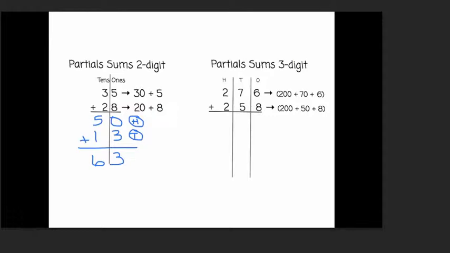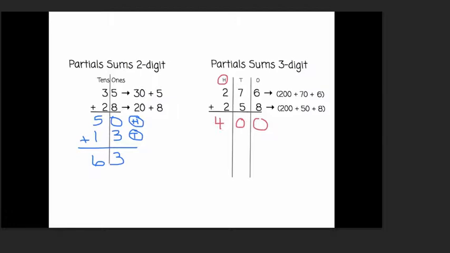Now let's take a peek at what it looks like with 3 digits, which will be more of the expectation of a third grader. So we may start with 2-digit numbers in third grade to build background knowledge, but our goal is 3-digit numbers, as the target is to add and subtract fluently within 1,000. So here we go. So let's start with our hundreds place. 200 plus 200 is 400.